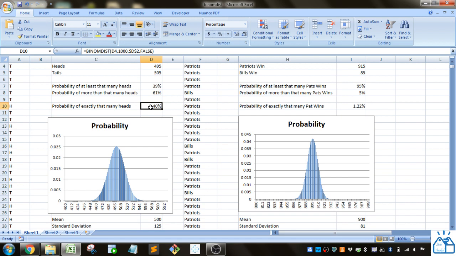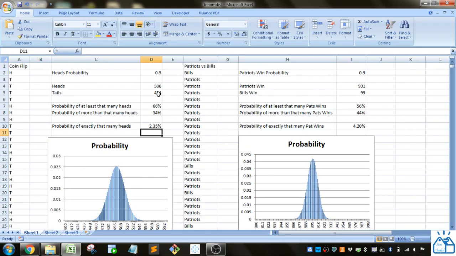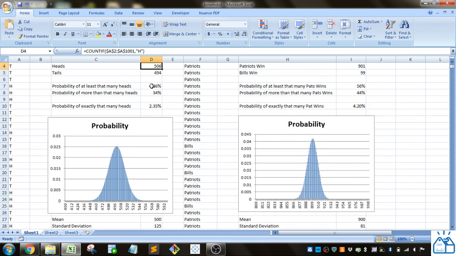Now if you just wanted to know the probability of getting exactly 495 heads, not 490, not 500, but exactly 495 heads, it's 2.4%. And again, you can use the binomial dist to calculate that, but instead of putting in true for the cumulative parameter, you put in false, and that gives you exactly that. So now if you looked at this case, it recalculated and it went to 506. So if you went to 506, it's somewhere around here, and that's where 2.35% is, right around there.